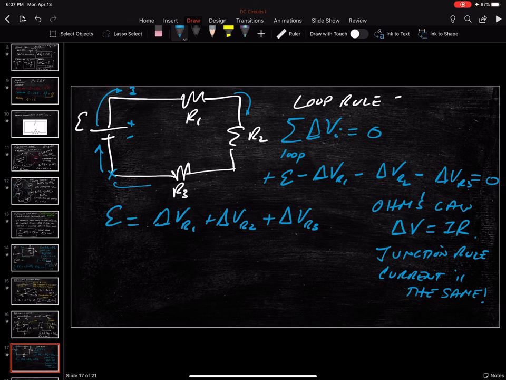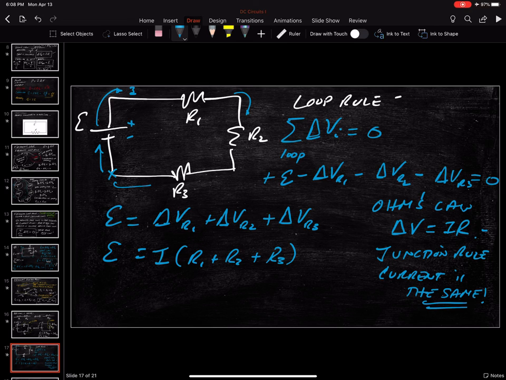The current is the same everywhere in this circuit. Why? I don't branch off. I don't have any junctions. So the current is the same. And so combining this and this is the same as I times R1 plus R2 plus R3. Okay, and that's my E.